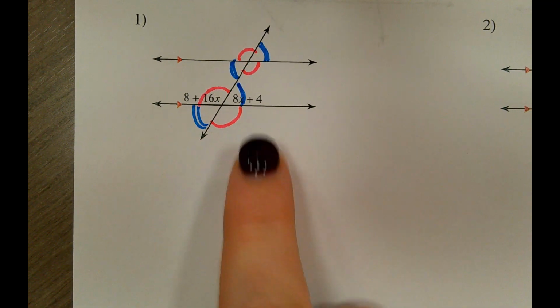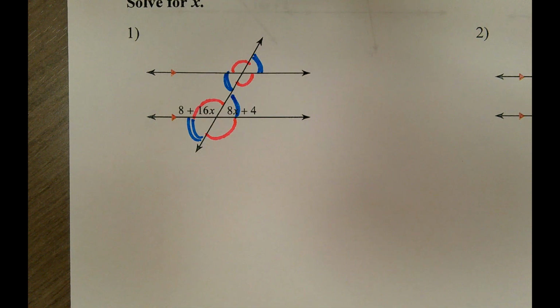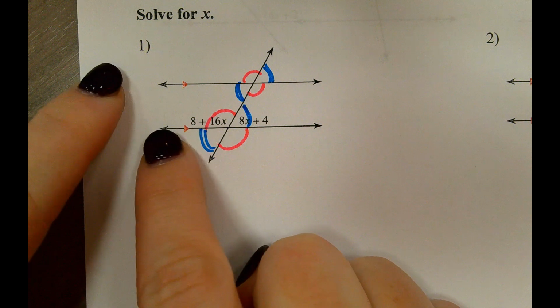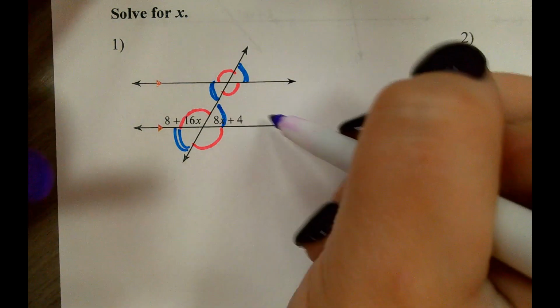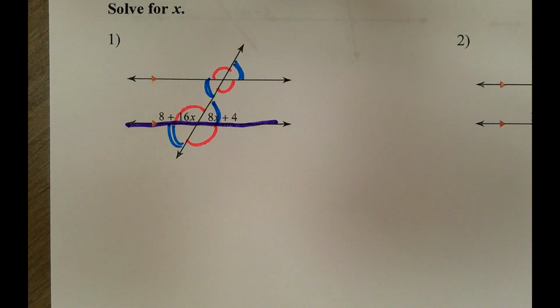So, this pink angle and this blue angle, are they equal to each other, or do they add up to 180? They add to 180. They're equal if they're across from each other, or if they're in the same position, but these aren't. They're right next to each other. They make a straight line. So, if it helps, you could even draw that straight line. These add up to 180.